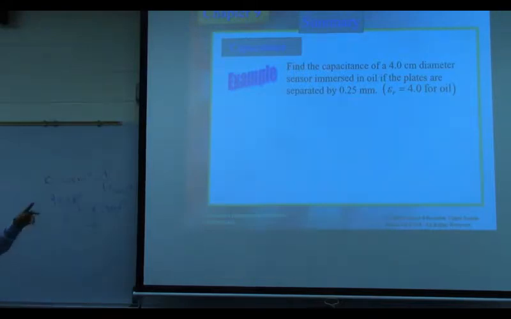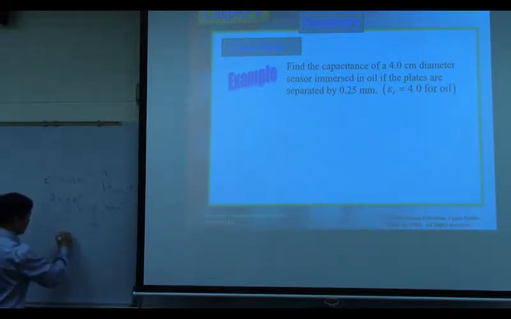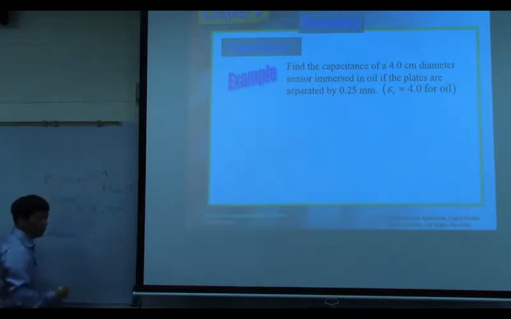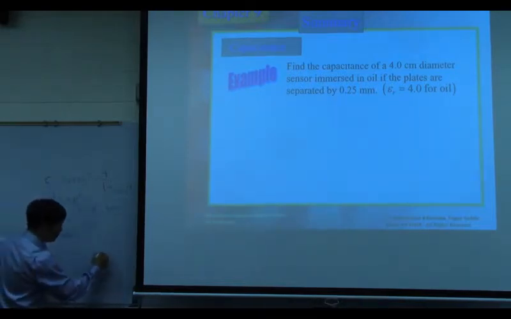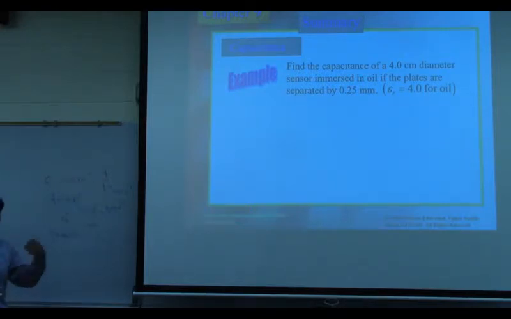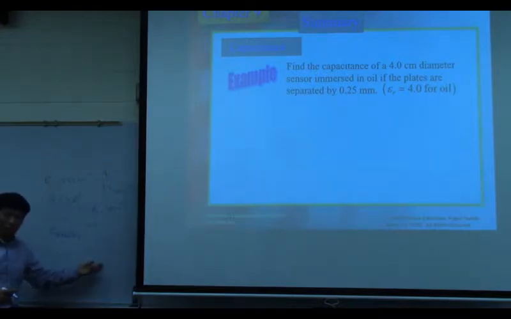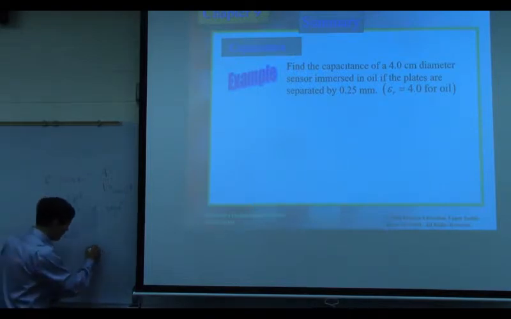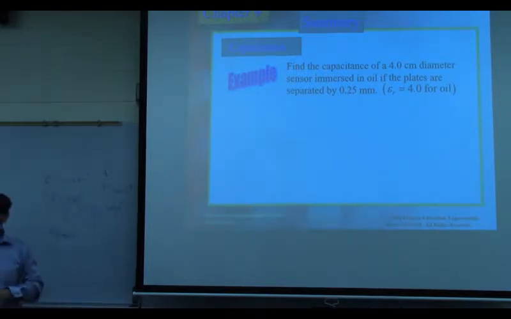Once you get this, what is the unit for this C? The unit is Farad, F-A-R-A-D. And 1 Farad equals 10 to the 6 microfarads. Or you can use a pF. How much is a pF? Pico is negative 9? Are you sure? Nano is negative 9. So we use pico, so negative 12.